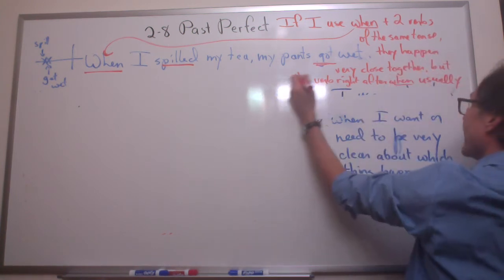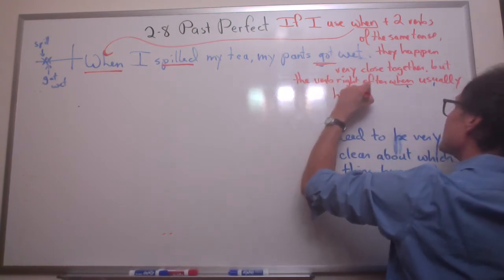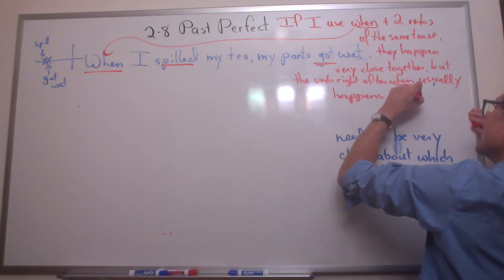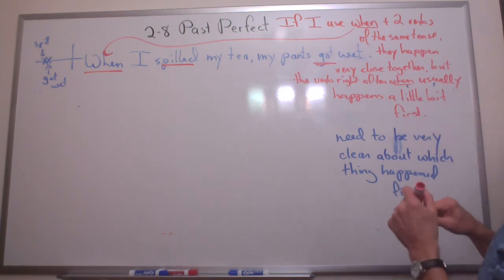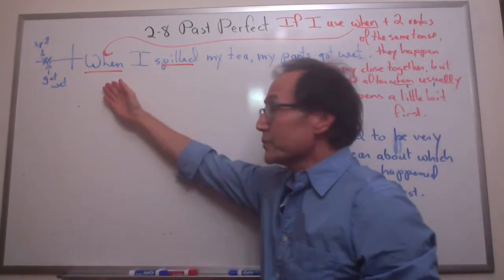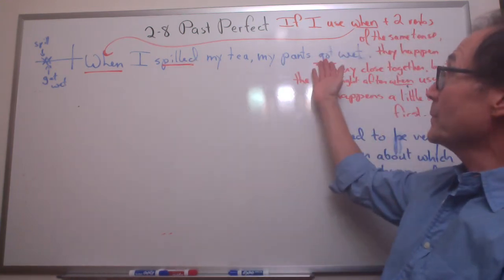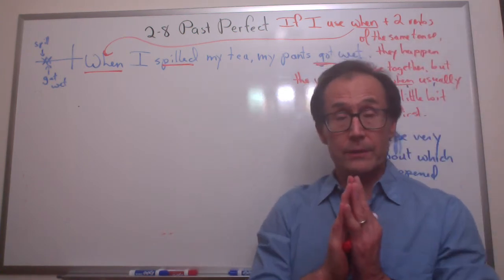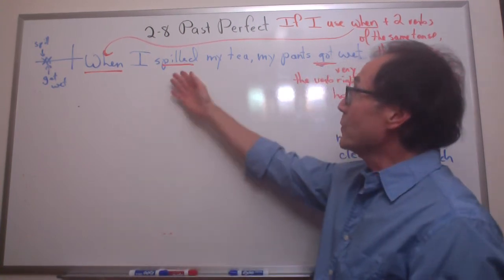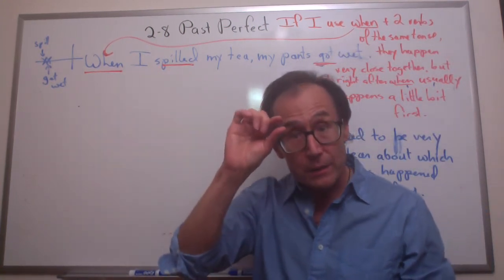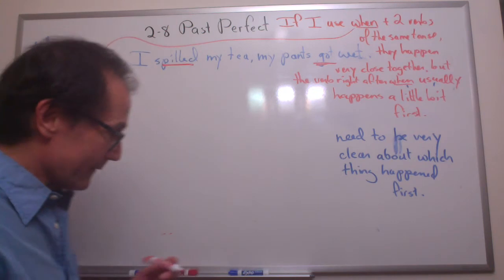Oh, let me erase this. Usually happens a little bit first, a little bit first. Okay. So when I spilled my tea, my pants got wet. When I use when with the two verbs of the same tense, simple past, they happen very close together. Spill tea and pants get wet. But the one that happens with when happens just a little bit first. So, now let's take a look at a few more sentences.